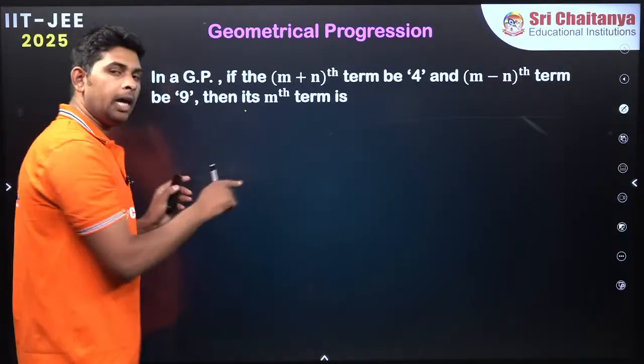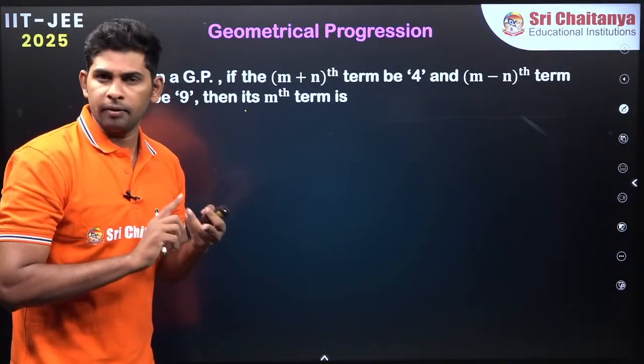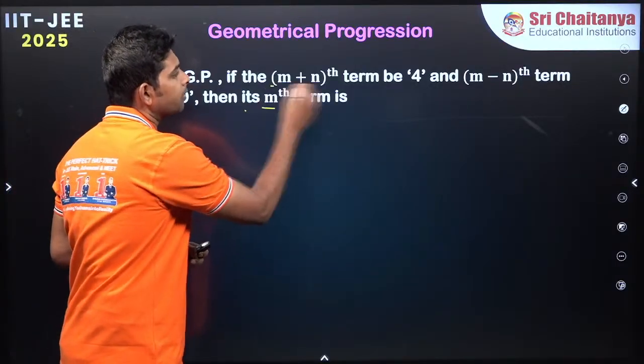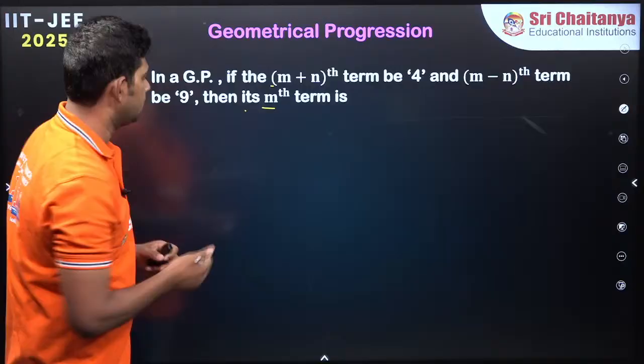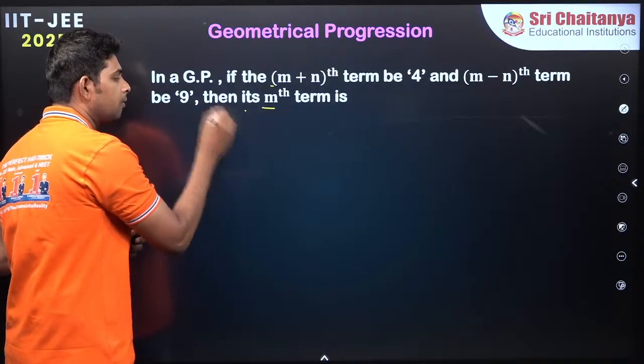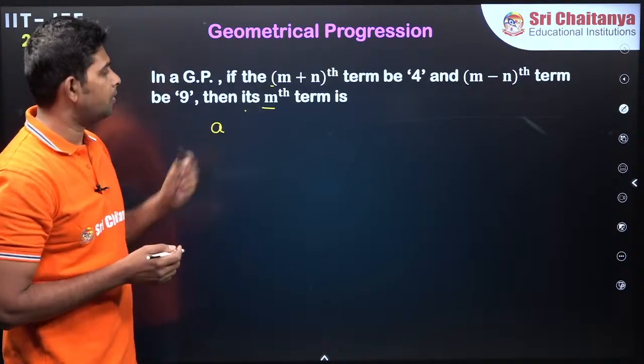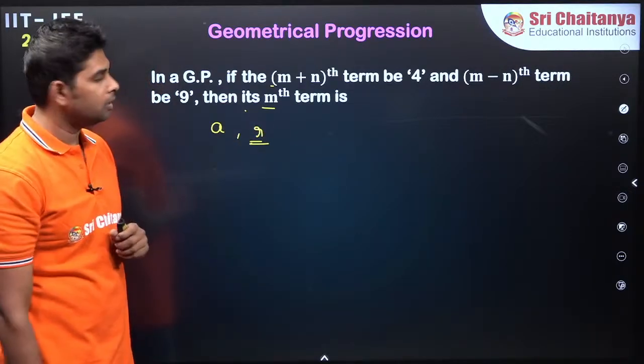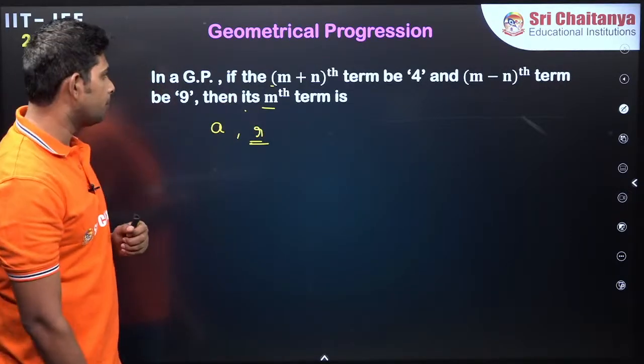So we don't know the first term and we don't know the common ratio, but we can still find the mth term because they have given this. Let us see how we are going to find it. As we were taking, the variable a we are considering as the first term and r is our common ratio, then give me what is the m plus nth term.